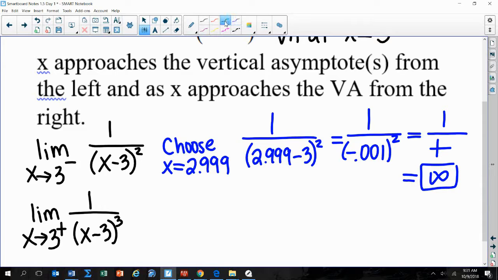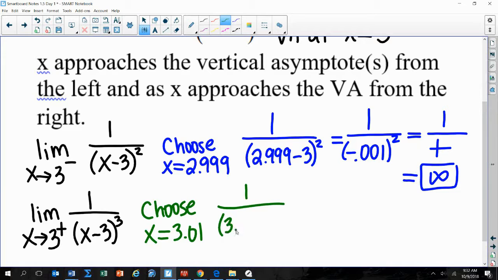Same kind of thing down here. I'm looking at my limit from the right-hand side now. So give me an x value. Jackson, what would be an x value you could choose here? 3.01. Right. 3.01 is great. You could do 3.001. You could do 3.0001. Okay? But the whole idea is I'm just trying to figure out if it's going to be positive or negative. 1 over 3.01 minus 3 squared. Is it going to end up being positive or negative? 1 over a positive number. So it's going to go up to positive infinity.